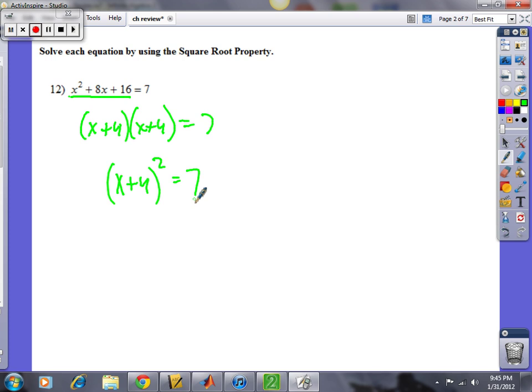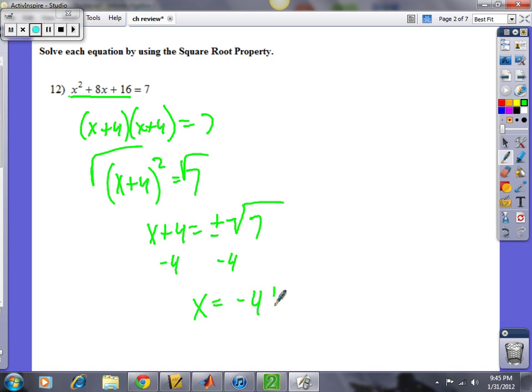Okay, now just undo it. Solve for x. Get x all by itself. You got to undo the square. So you square root the left, square root the right. You got x plus 4 equals plus or minus square root of 7. Minus 4 from both sides. Your answer is x equals negative 4 plus or minus square root of 7.